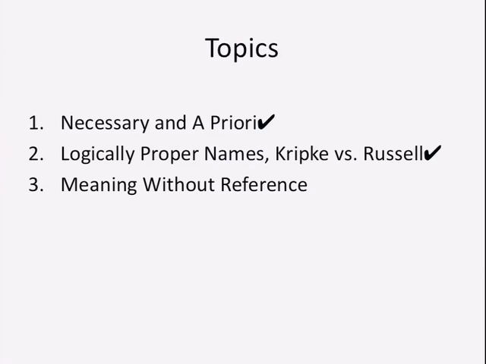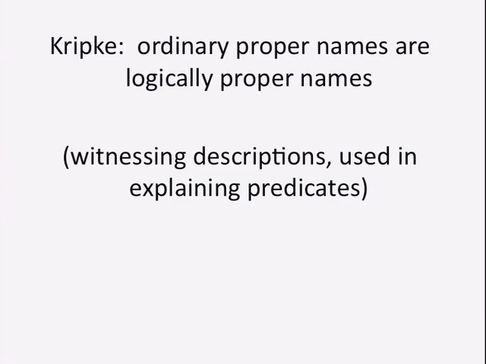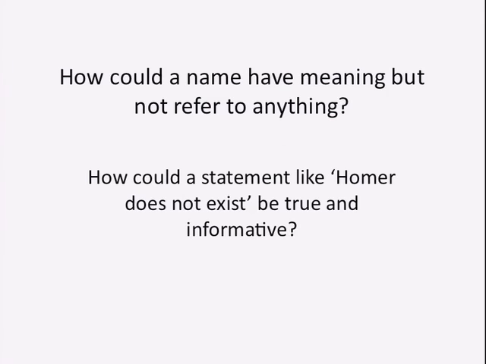Okay? Okay. And finally, this problem about meaning without reference. Kripke's saying ordinary proper names are logically proper names. So when you're explaining the terms of your language, you can use ordinary proper names. But then there's this puzzle how a remark like Homer does not exist could be true and informative.